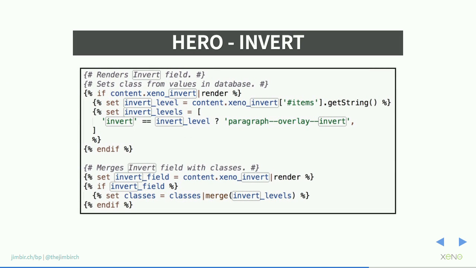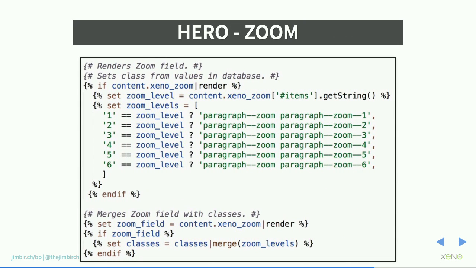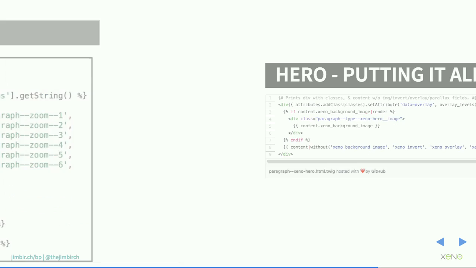The invert, I set it up to be expandable in the future. While I'm just setting one class right now, I could add like an invert purple or invert green in the future. And then the zoom, same thing. And for the CSS, I needed a zoom class and then a zoom level class. So we add both of those here and then mix it in with the classes at the bottom.